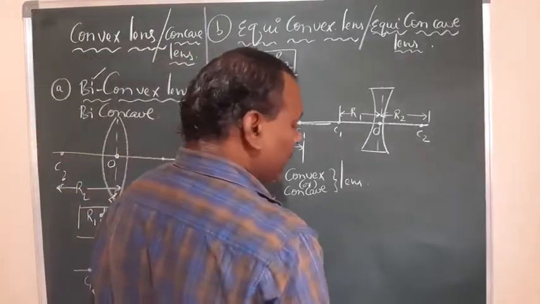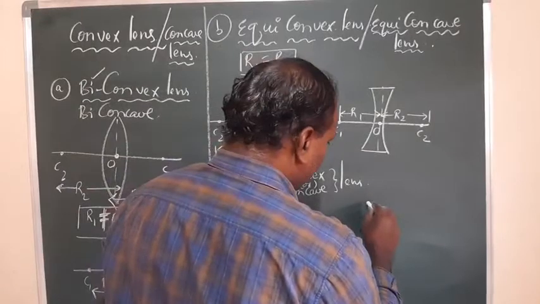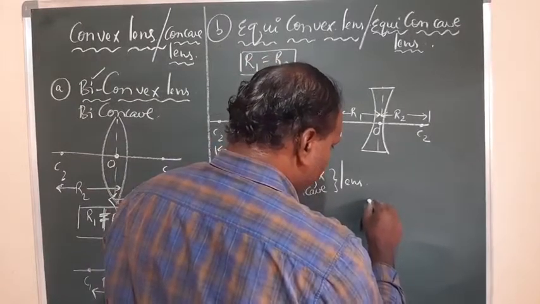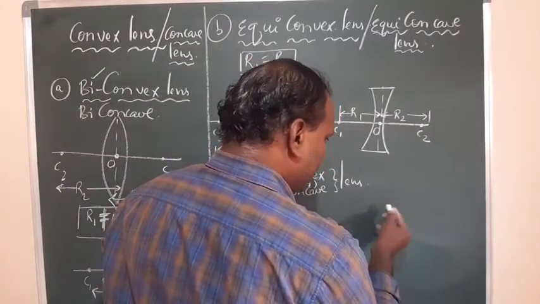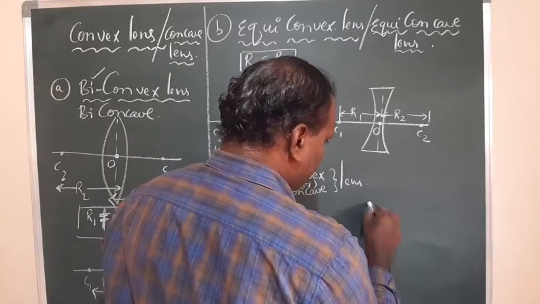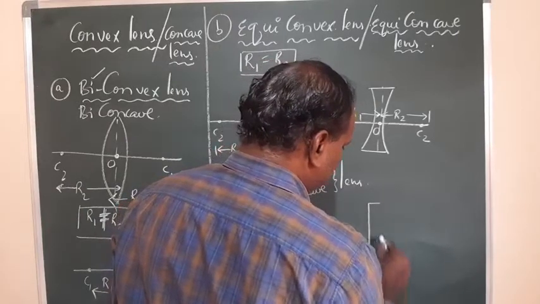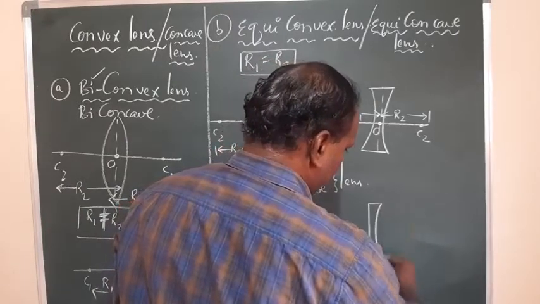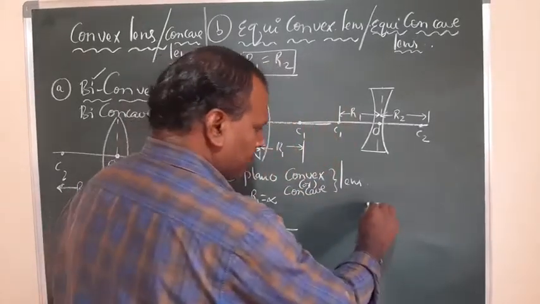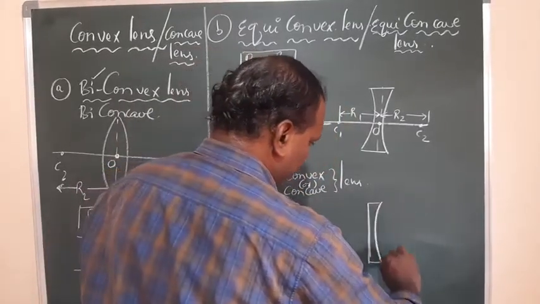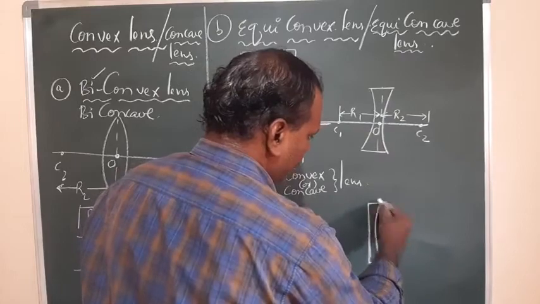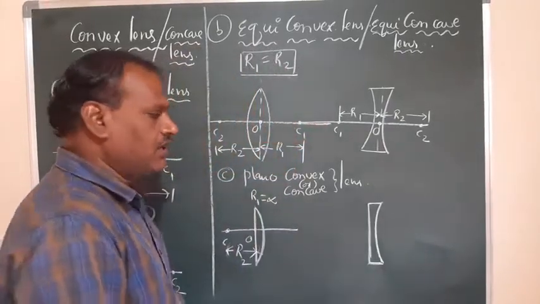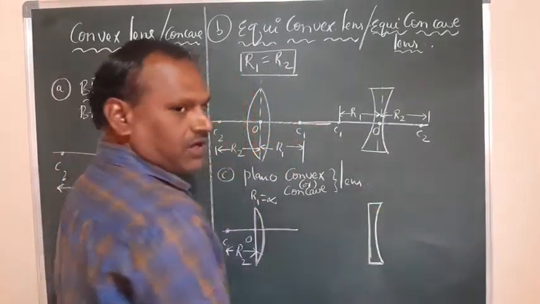Similarly, I will go for the plano-concave lens. One of the surfaces should be plane. You take any one. So this is a plane, and the other surface is a curve like this. This is a plane. This is a curve. So this type of lens is called the plano-concave lens.